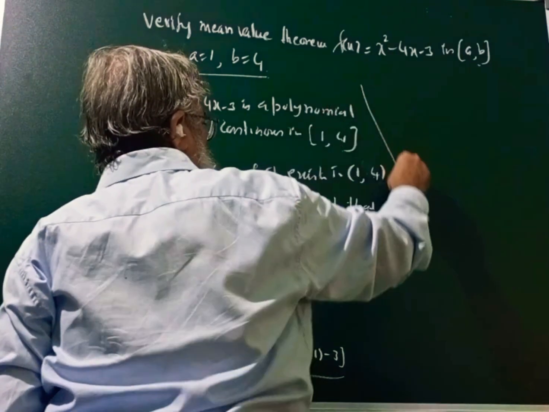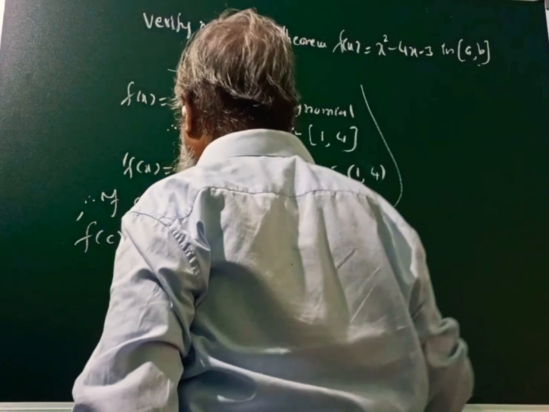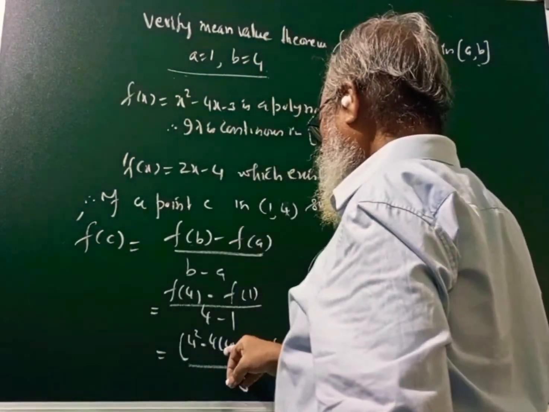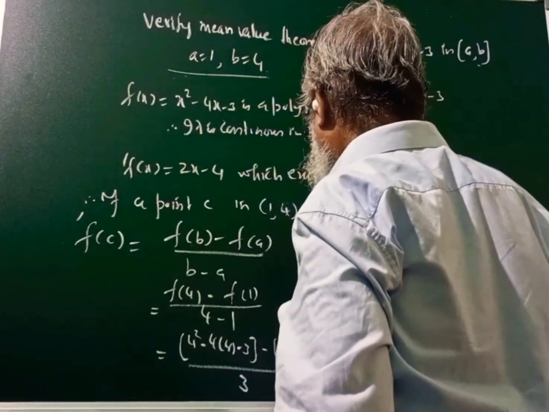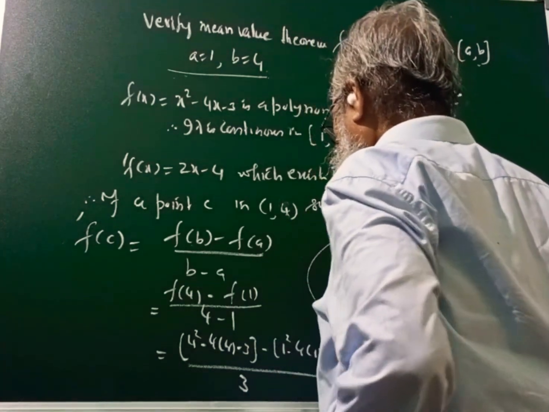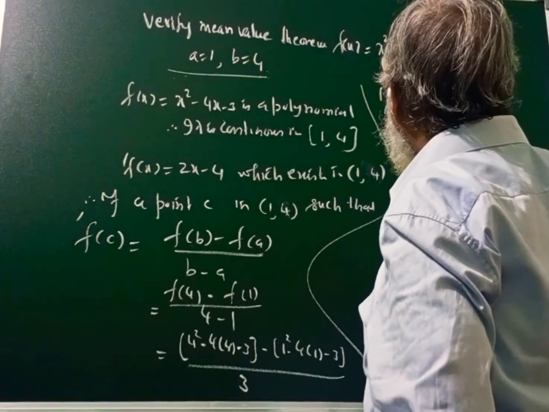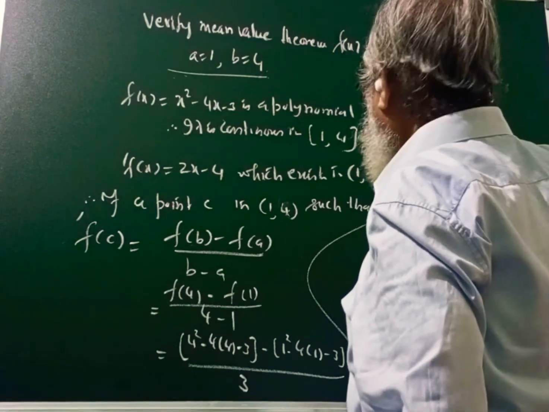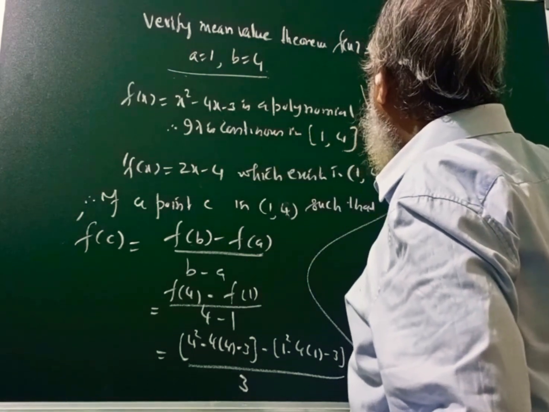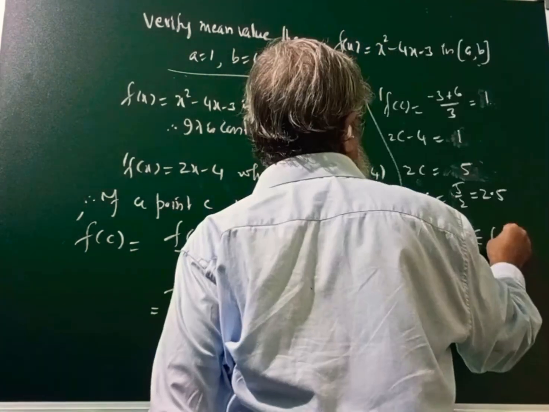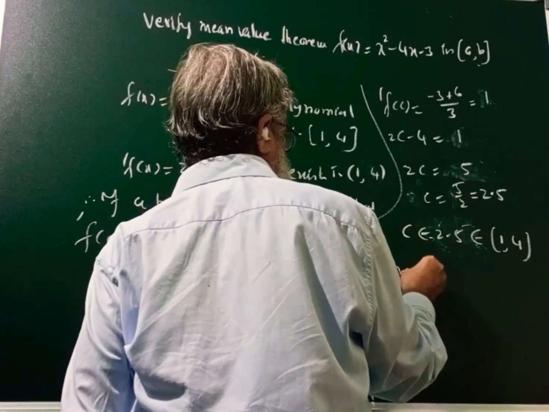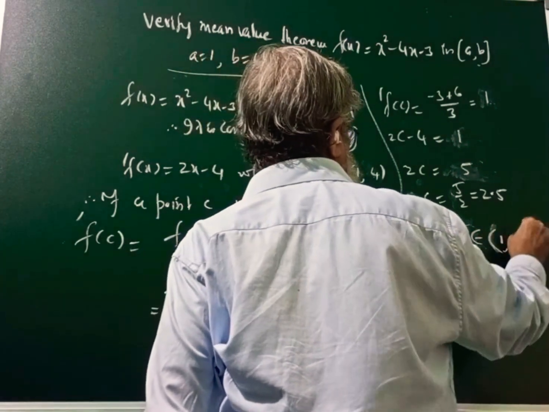Therefore, you see here it is given by f dash C is equal to 3 plus 6 by 3, that is equal to 3. Now, what is the value of f dash C here? Therefore, 2C minus 4 is equal to 3, which gives C is equal to 7 by 2. Therefore, the theorem is verified.